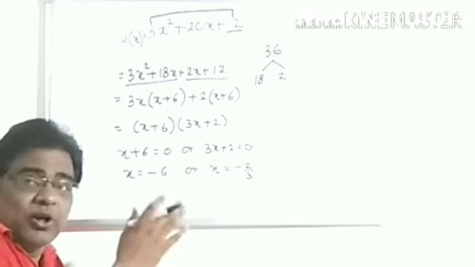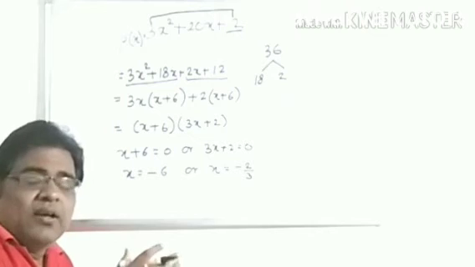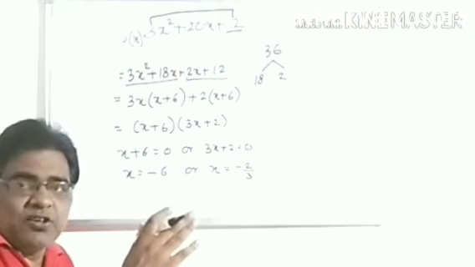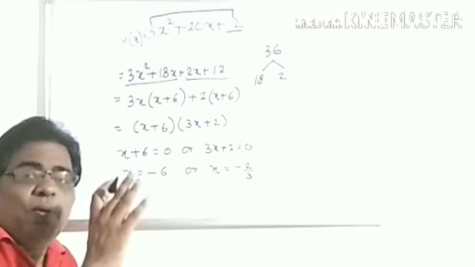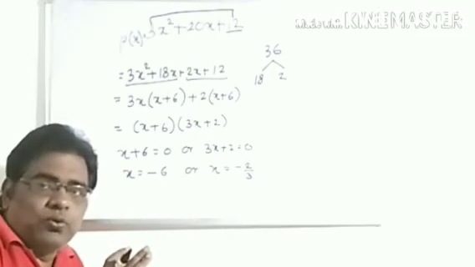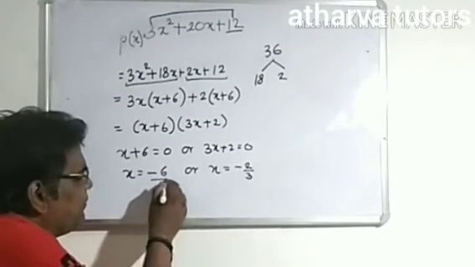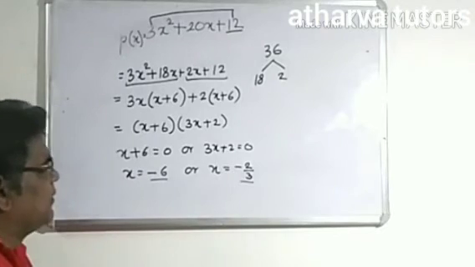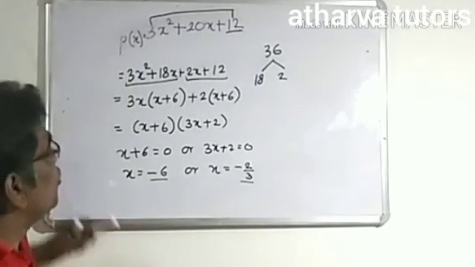After doing this, now they are asking you to verify. That means you have to show that sum of zeros equals minus b upon a and product of zeros equals c upon a. This you have to show. So we'll take this as alpha and this as beta. Now let us see how we can do this.